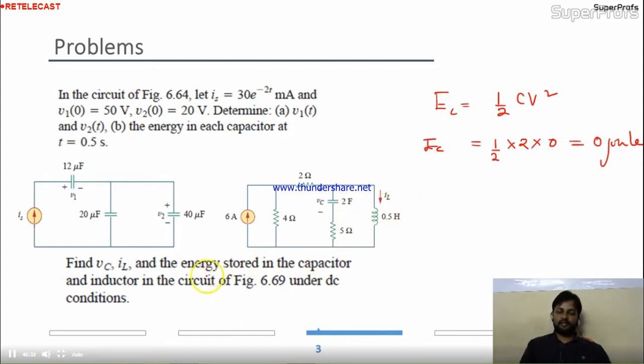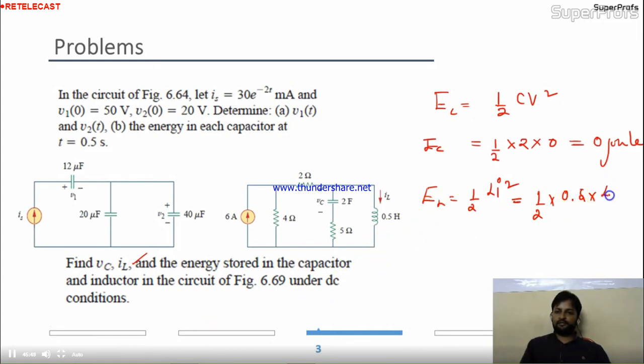Now come to the energy part of the inductor. The energy of the inductor is half L I square. Half, what is the value of L given over here? 0.5 is given. And what is the I?